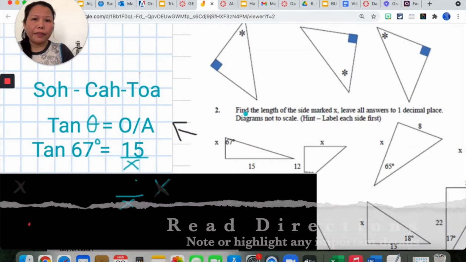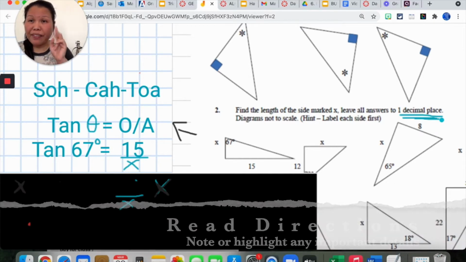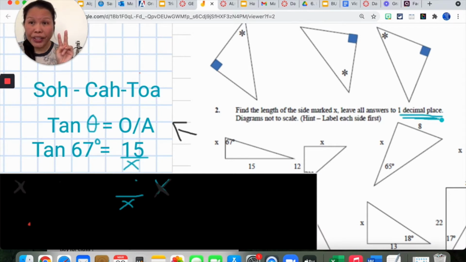Part 2, find the length of the side marked X. Leave all the answers to one decimal place. I want to underline this. They only want one decimal place. That's the tenths place at the end. One number after the decimal. If it's two numbers, we call it the hundredths place at the end. Thousandths, three numbers after the decimal, and so on.